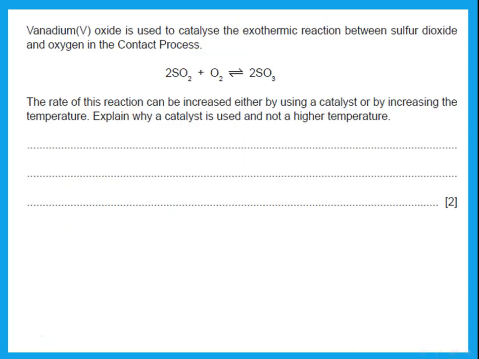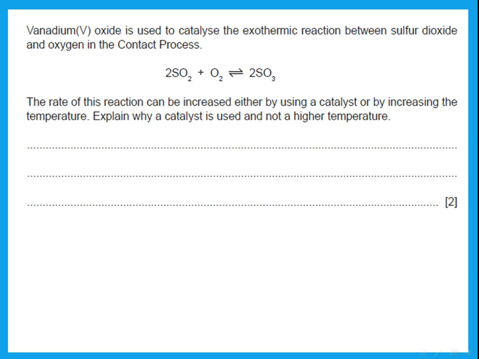Okay. Vanadium oxide is used to catalyze the exothermic reaction between sulfur dioxide and oxygen in the contact process. The rate of this reaction can be increased either by using a catalyst or by increasing the temperature. Now explain why a catalyst is used and not a higher temperature. Remember that he's saying that the forward reaction is exothermic. So this reaction that is written is exothermic. That means going forward, it gives out heat. So if I increase the temperature, will it go forward or go backward?